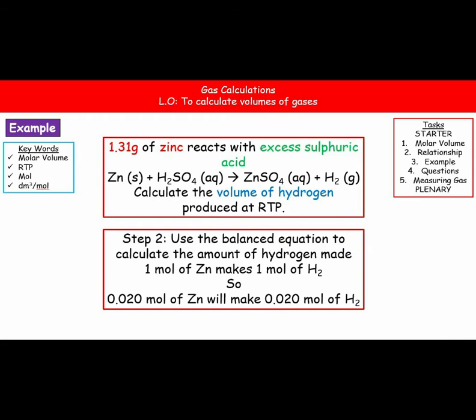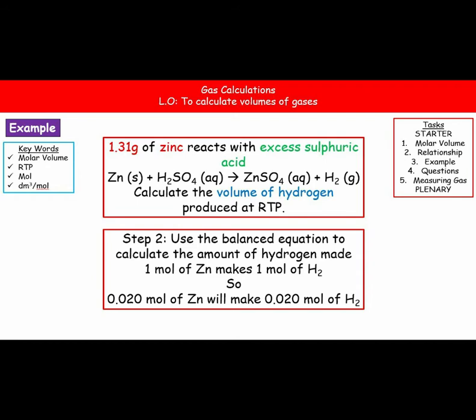Step 2 is going to look at the balanced equation again. Now, what we need to do here is work out the ratio of our zinc to hydrogen. So if we look at the balanced equation, we can see there's no number in front of our symbol for zinc, the Zn there, which means we've got 1 mole. And then if we look at our hydrogen, H2, on the far right, again, no number in front, so it's 1 mole there. So 1 mole of zinc makes 1 mole of hydrogen.